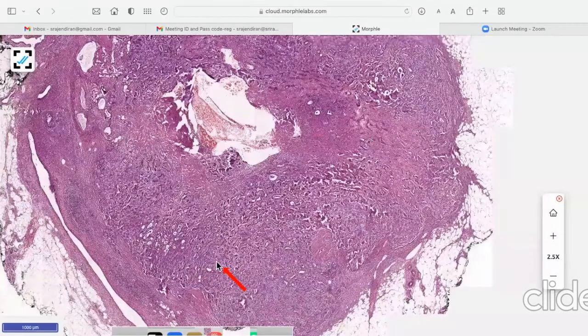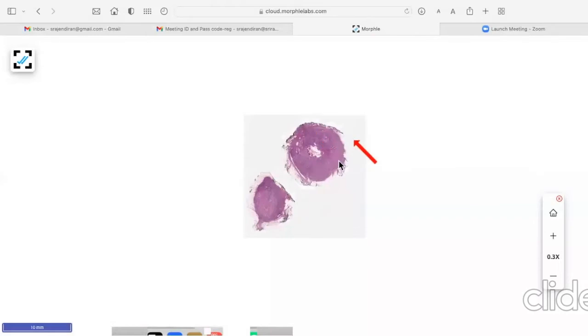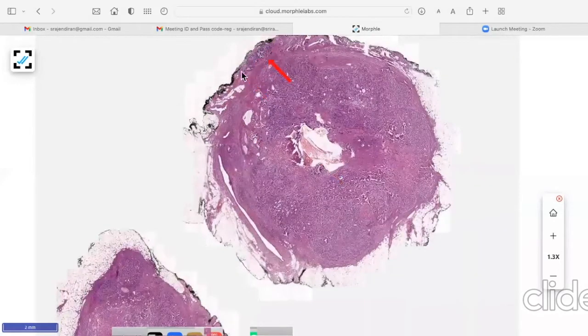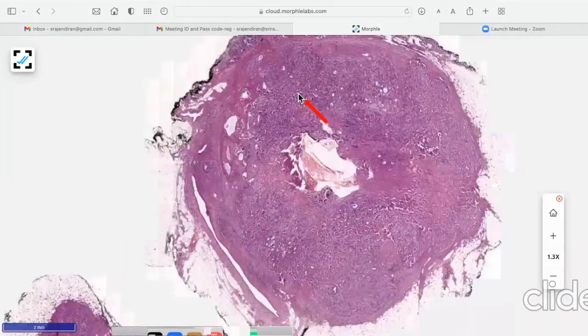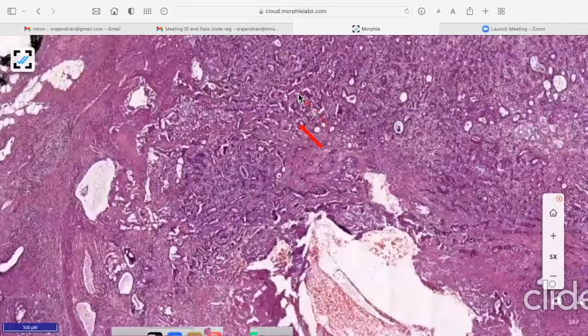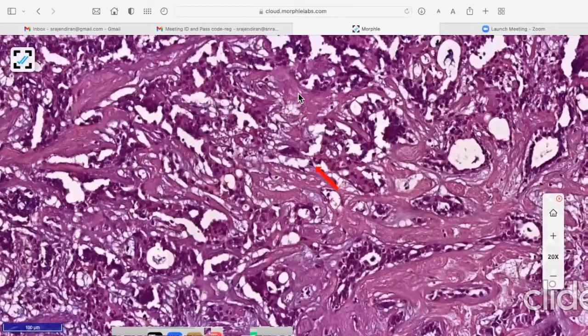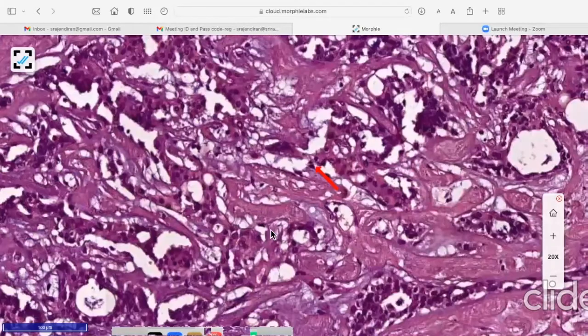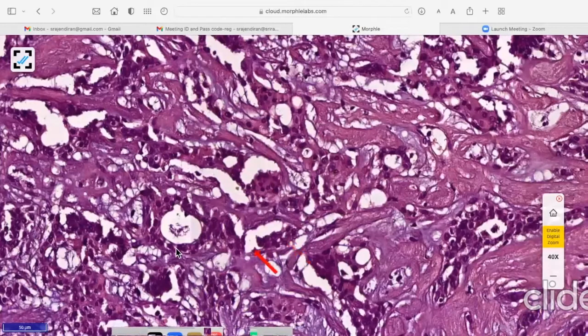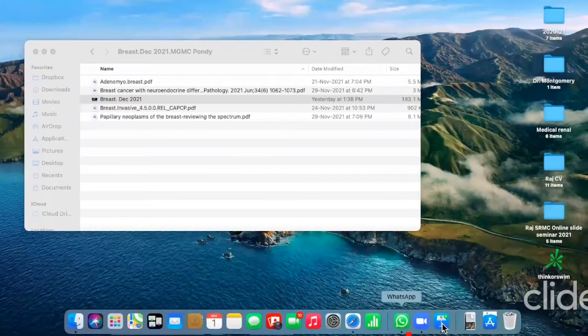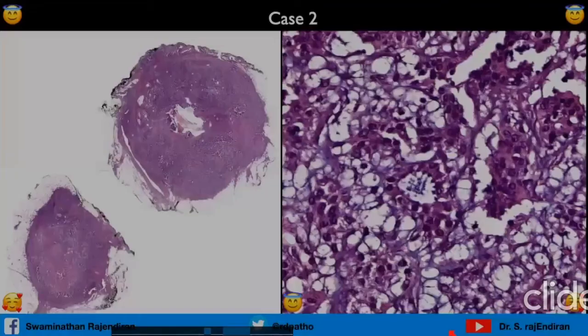This is the gross appearance, and it tells you there are two pieces. You have to look at both the pieces. The ink is there. The lesion is touching the ink, and it is quite cellular. So it is a proliferative lesion. When you go to the high power again, you see the sclerosis, and you see the luminal cells and the abluminal cells. So this is also another adenomyoepithelioma. And what type is it? That's the question you have to remember. It's adenomyoepithelioma, tubular type.